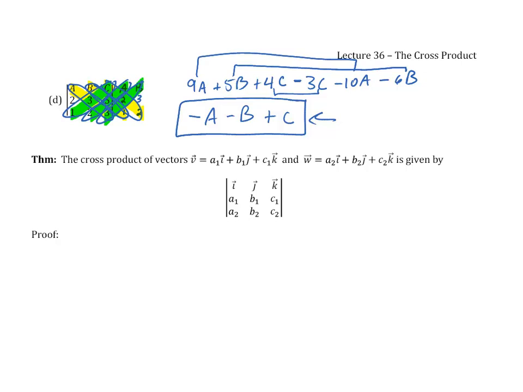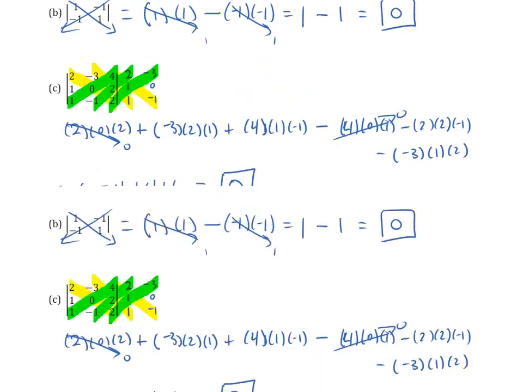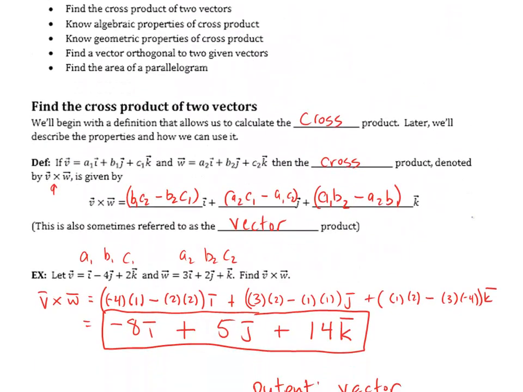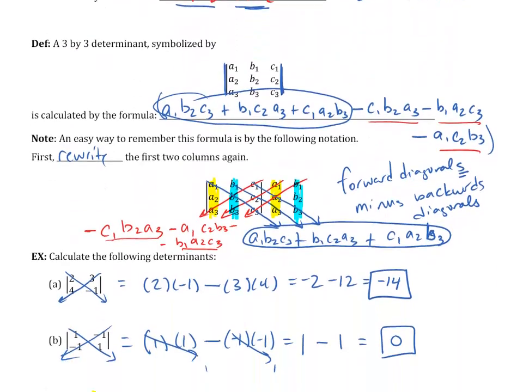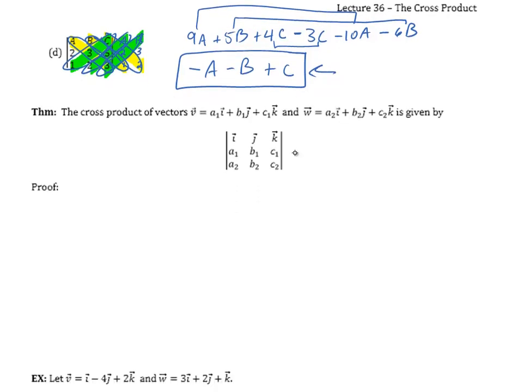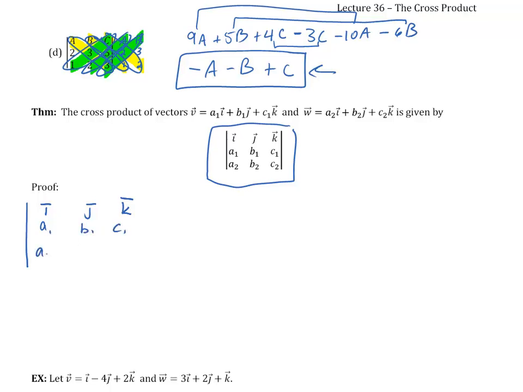All right, now the claim is that the cross product, which was this lengthy formula way up here at the beginning, remember this formula right here, can be represented simply by this formula right here. The determinant, that those two formulas are in fact identical. And here's the proof of that. Let's do I, J, K, A1, B1, C1, A2, B2, C2.